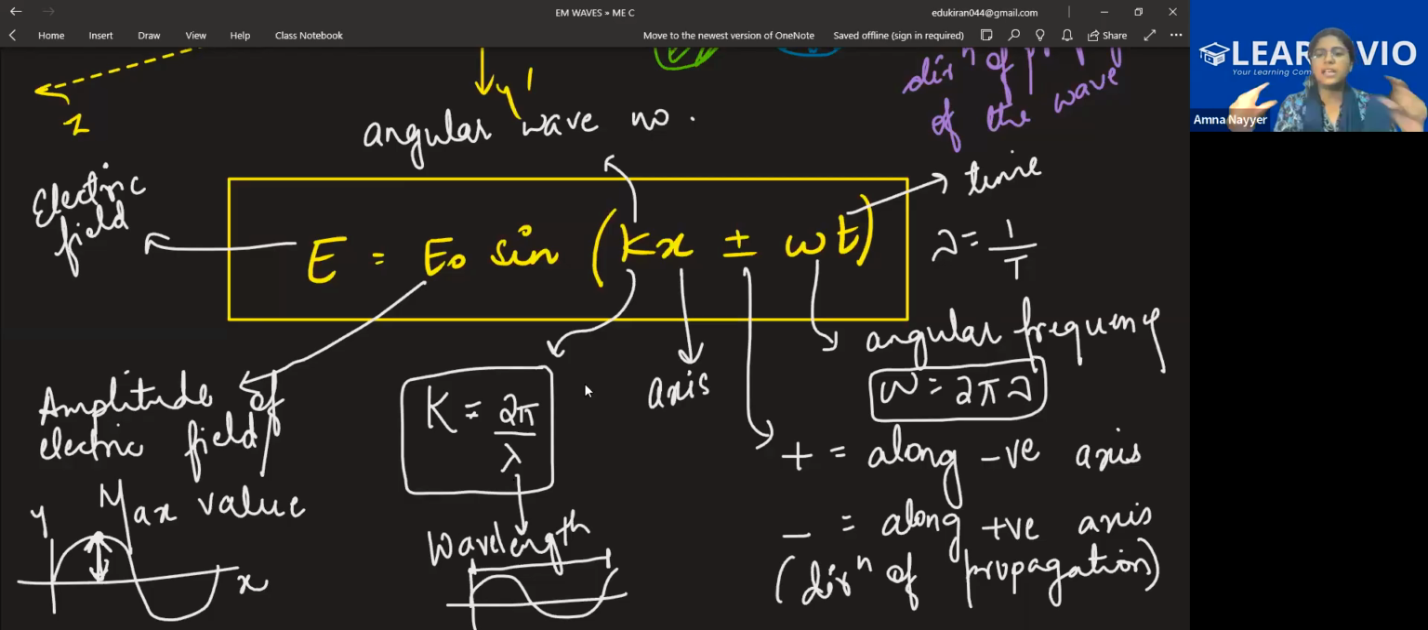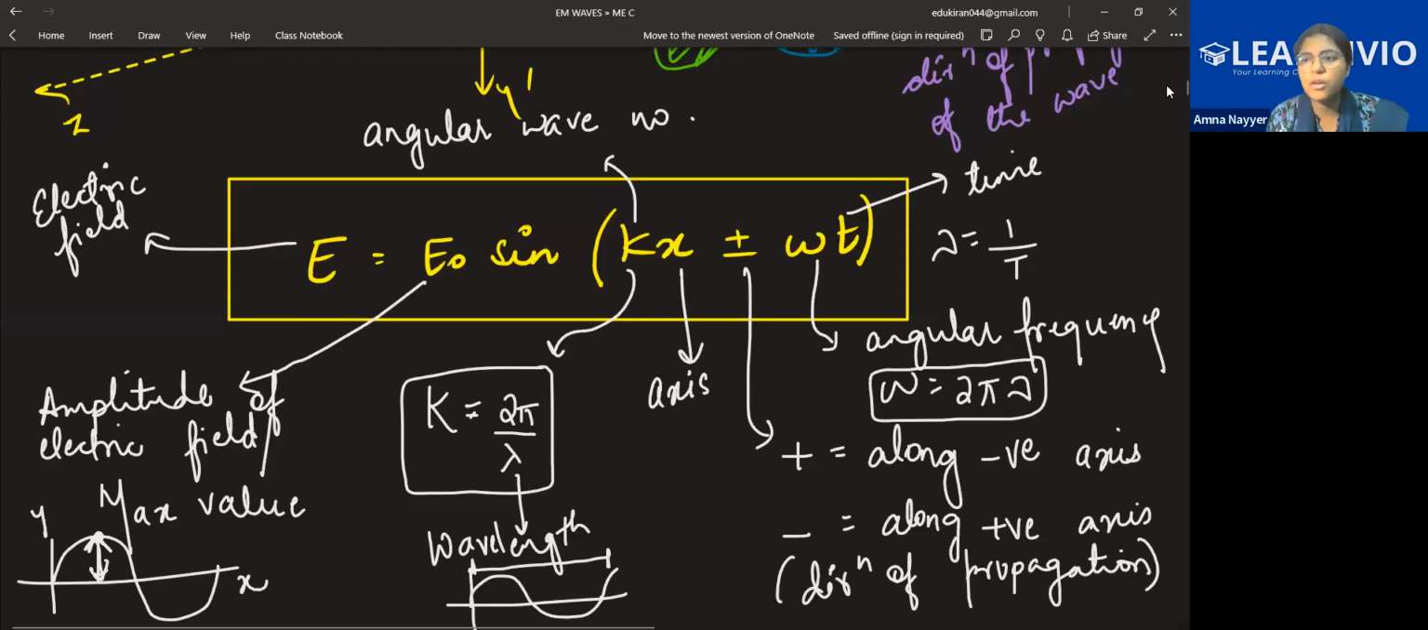One equation will be given, some equation like E is equal to 5, 10x minus 40t. Tell the wavelength. So for wavelength, from this formula you have this as 5. 5 is equal to 2 pi by lambda. Calculate the value of lambda. That's why understanding of this equation is very important, and I have given a lot of time to understanding each and every variable.